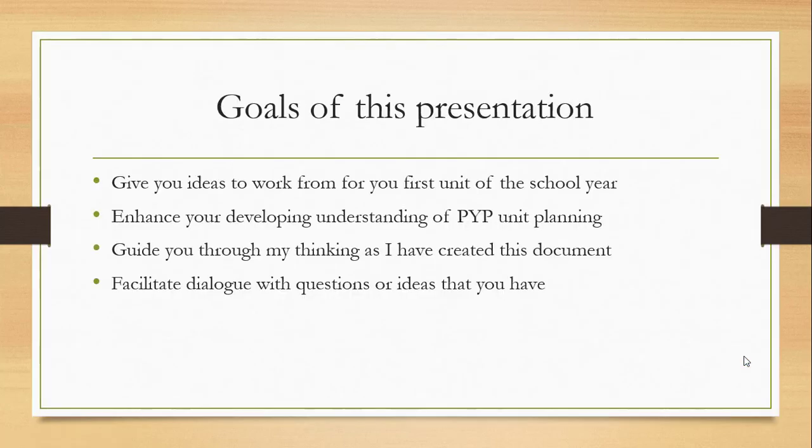Moving on to the goals for this presentation and why I've created it, this is something that all CTLs are providing for their teams this school year. However, my personal hope is that we will be able to use this as a tool to develop and enhance your understanding of the PYP planning process and to help it be a valuable part of your instruction.